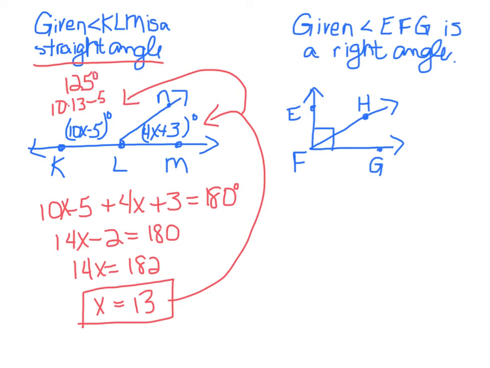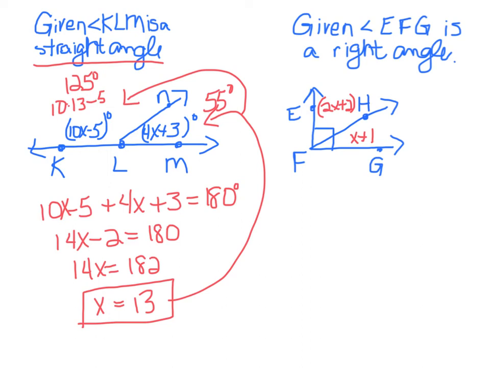If we take 13 and we substitute it into the expression 4x plus 3, we'll have 4 times 13 gives us 52, plus 3 is 55. So if we were to add 125 plus 55, we end up with a sum of 180 degrees.